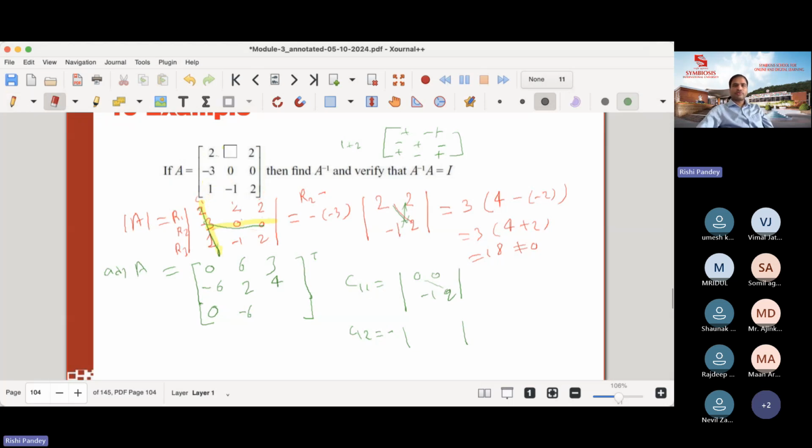Last value, the ninth value. What is the ninth value? 2 times 2 is 0. 3 times 6 is plus 6 and only plus 6. So the answer is 6, isn't it?